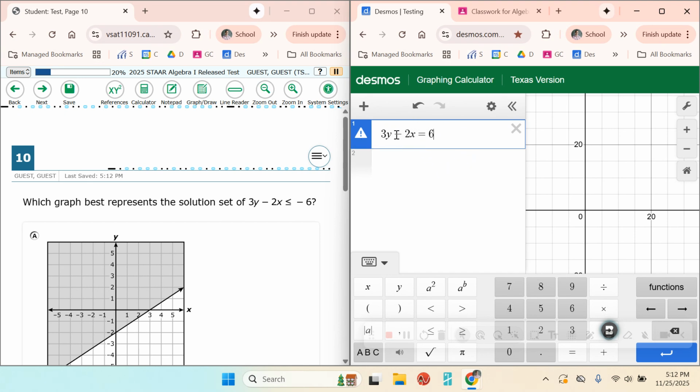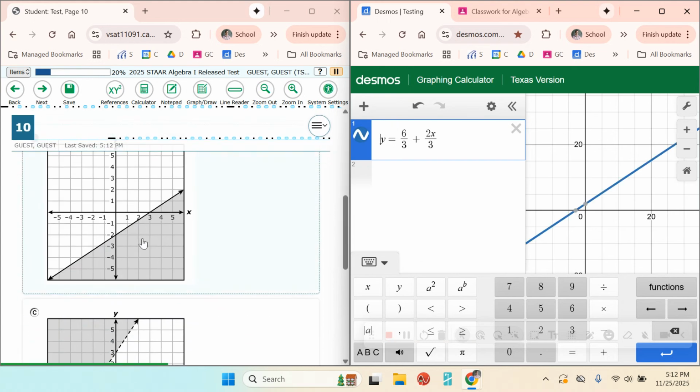So what I'm going to do, I don't want this minus 2x, so I will say plus 2x on the other side of the equal sign and get rid of that. Then I don't want this 3, so that means I'm going to divide everything by 3. So 6 gets divided by 3, 2 gets divided by 3, and this gets to go away. And now I just get to check.